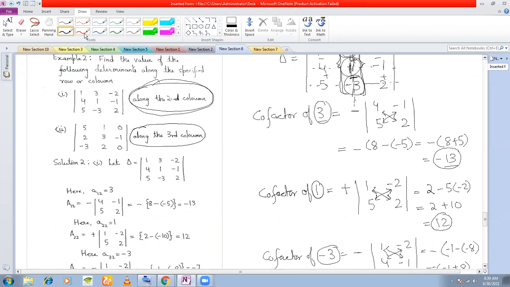Okay, now see here. Look at this determinant. Which column will you choose to find out the value of this determinant? Can you tell me? Which column should you choose? If given the choice, third column. Why third column? Because first element of that column is 0 and the last element, third element is 0. So two elements of this column are 0.